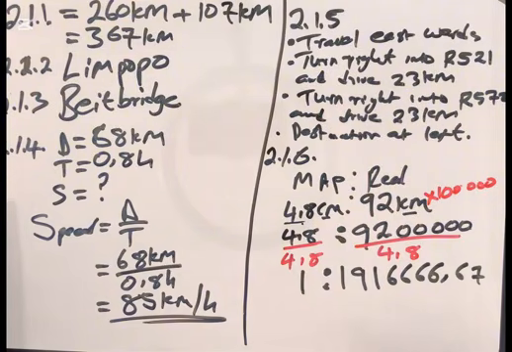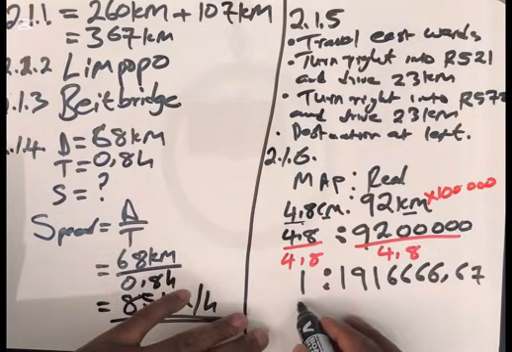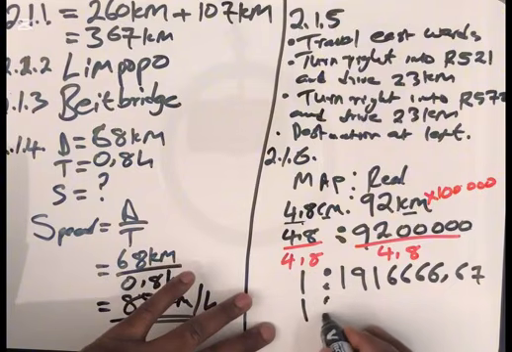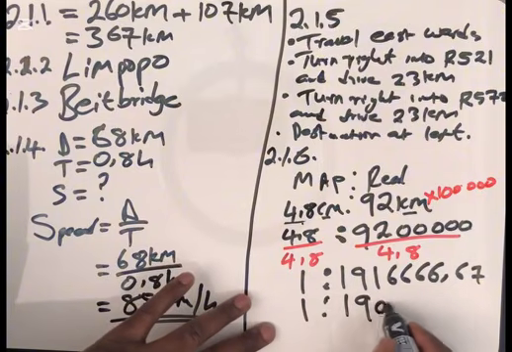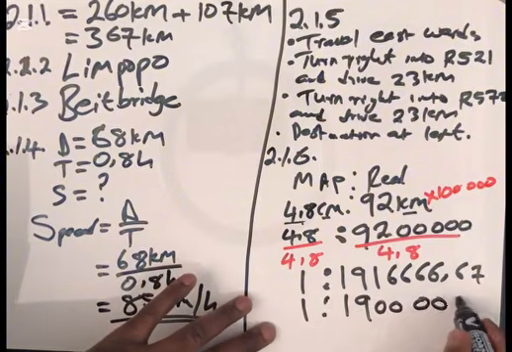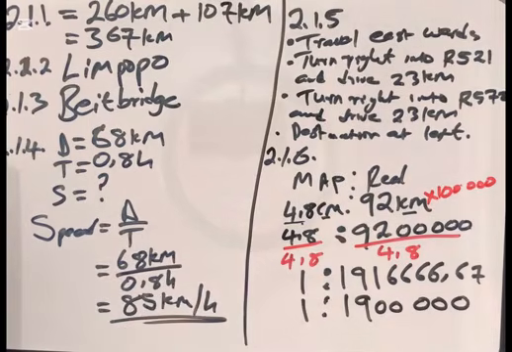So we just have to check, this is closest to what? It's closest to 1,900,000. So we are now going to have 1 is to 1,900,000. That is our answer. What is the meaning of that? 1 unit on the map represents 1,900,000 units in real life. So we are done with 2.6.